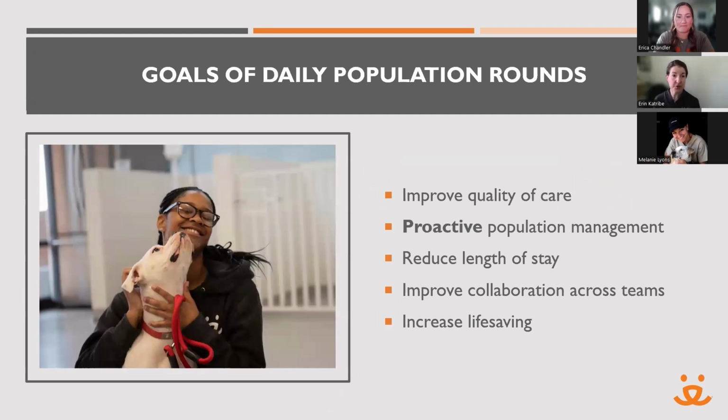What are the goals of rounds? So certainly it's to improve the quality of care for individuals. Just like we're talking about across all of this series, it's proactive population management. Daily rounds is one of the operational tools that lets us proactively manage our population with the goal of reducing length of stay. Added benefit is that it improves collaboration across teams because we are all getting together to do this walkthrough together. This improves our communication and improves our ability to collaborate. And so not only do we see benefits for the pets and the population, but we also see benefits for the people. And then again, as always, one of the goals is to increase life saving.